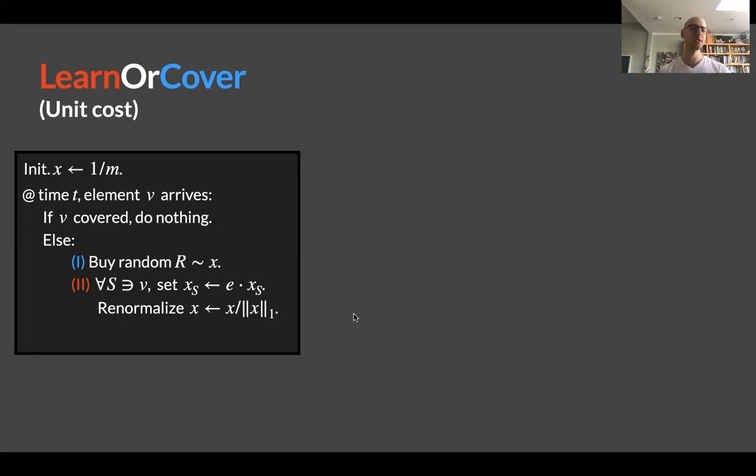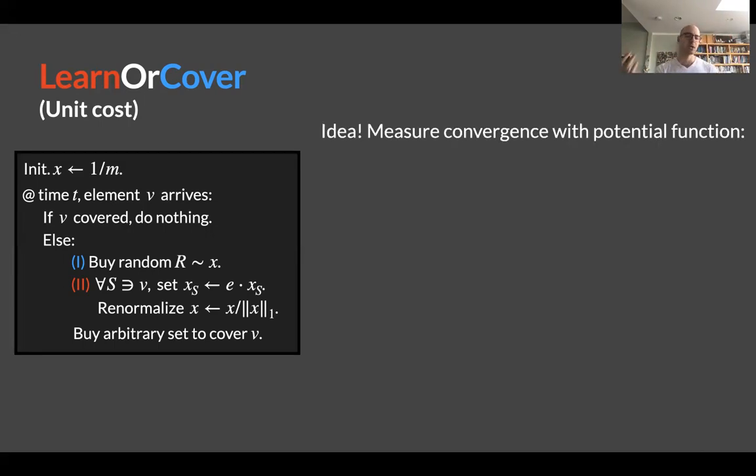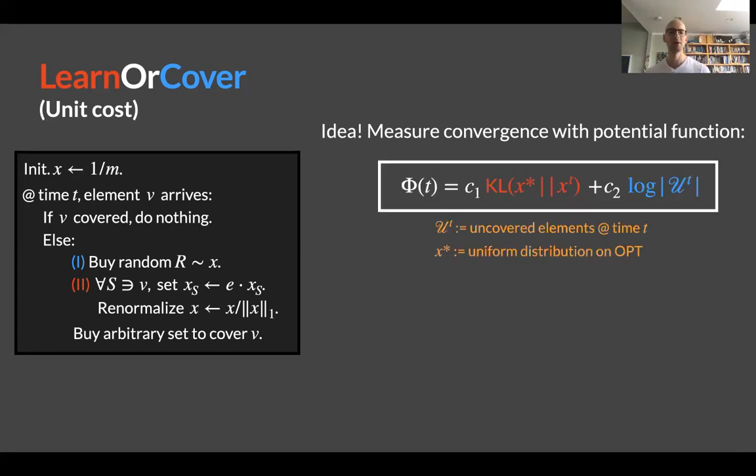So here's how you update it. When an element V arrives, you give a small boost to all the sets containing V. For all S containing V, multiply the probability of that set by a constant, say E, and then renormalize to make sure it's still a distribution. And again, we do this backup step. The right analog of the way that we analyzed the exponential time version is to measure convergence of this thing with a potential function. And here is the potential function.